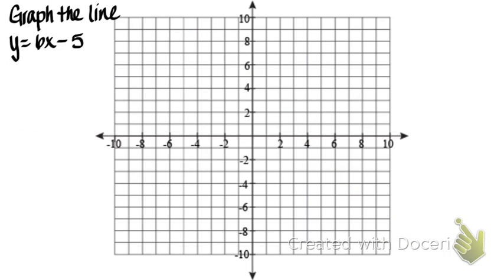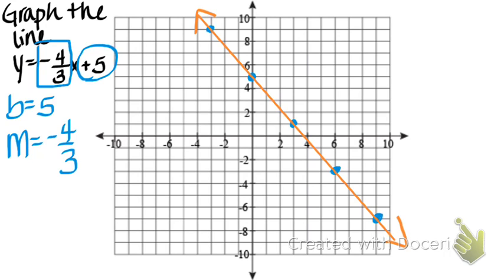Okay, I want you on your own paper to try this. Graph the line y equals 6x minus 5. Make sure you know what the y-intercept is and what the slope is. And make sure your line is going in the correct direction. On the last one I had a negative slope, so it was going in a downward direction. So make sure that you know which direction your line needs to go. Try that out right now.